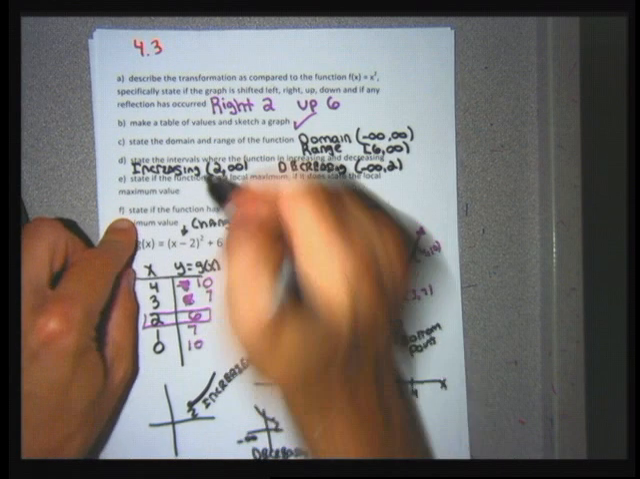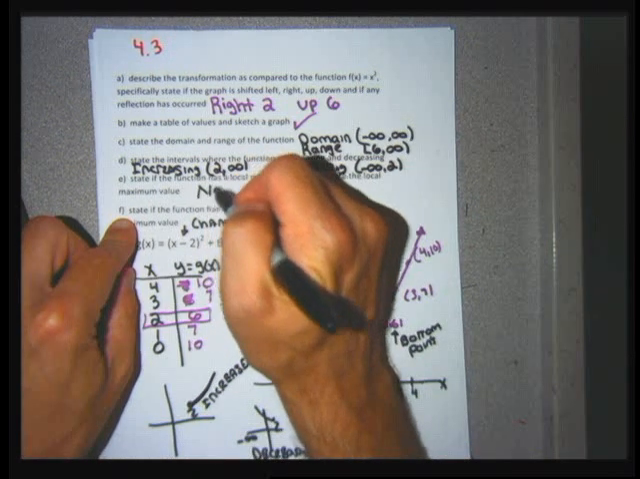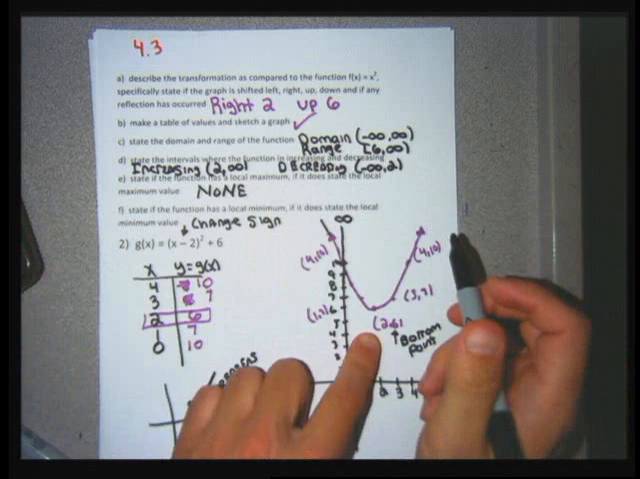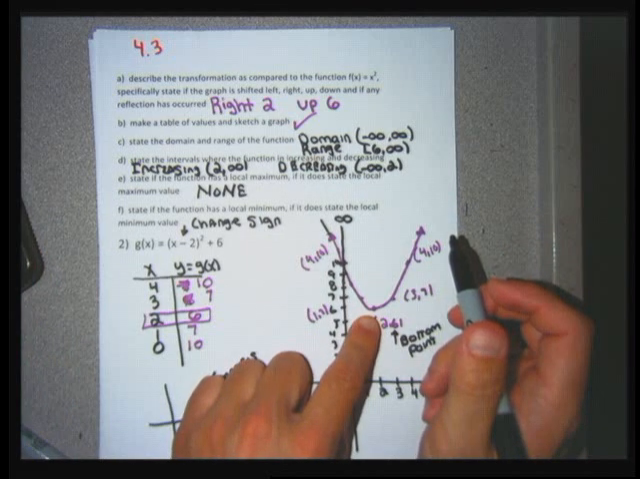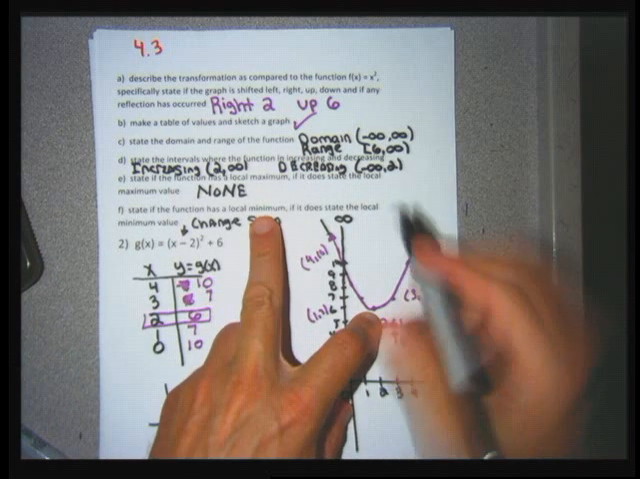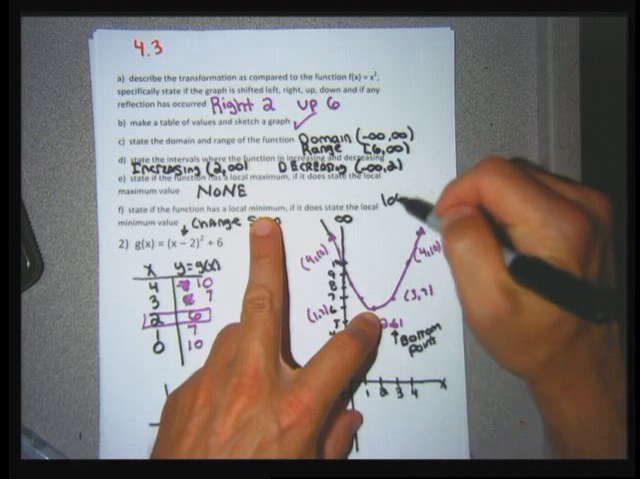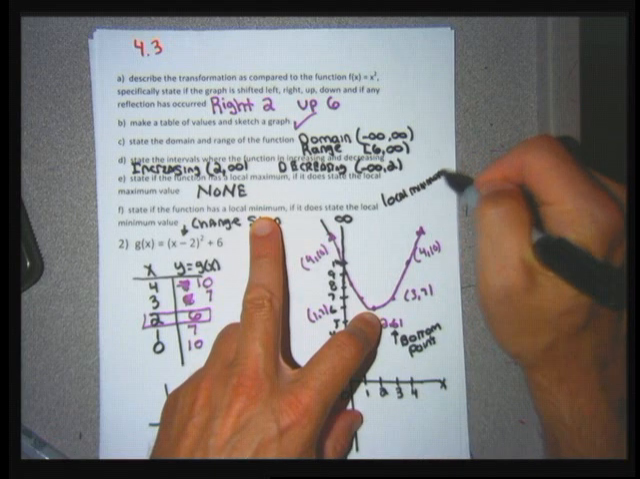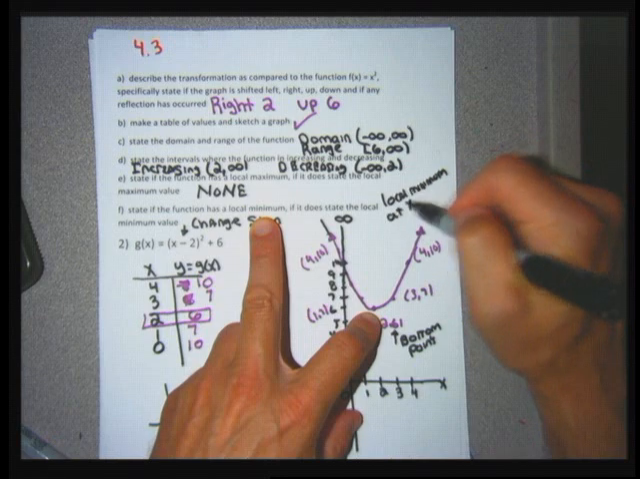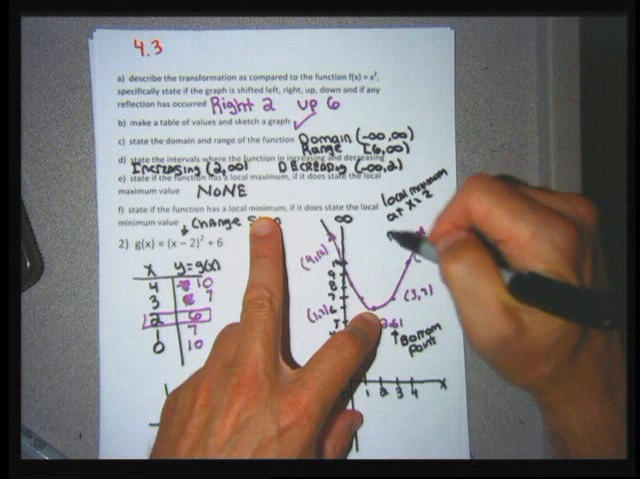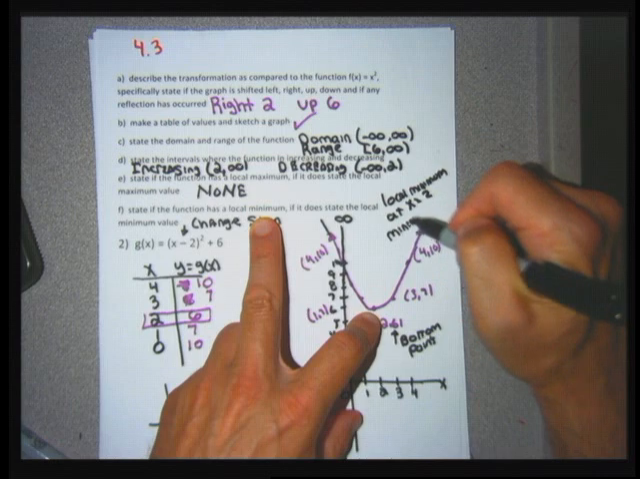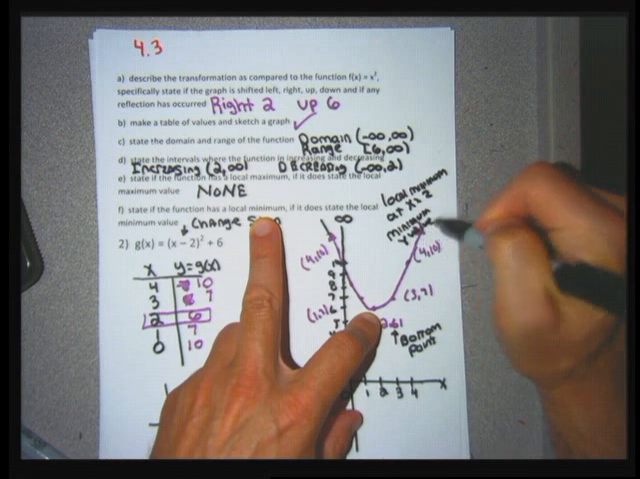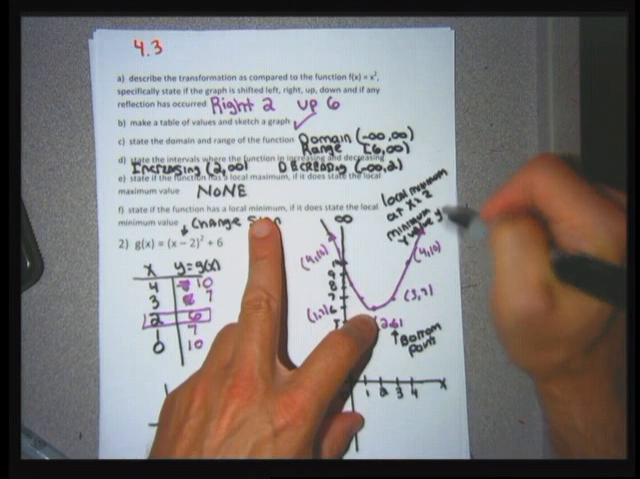So for part E, the graph doesn't have a local maximum. It does have a local minimum. The vertex is a minimum here, so it has a local minimum at x equal 2, and the minimum y value is y equal to 6.